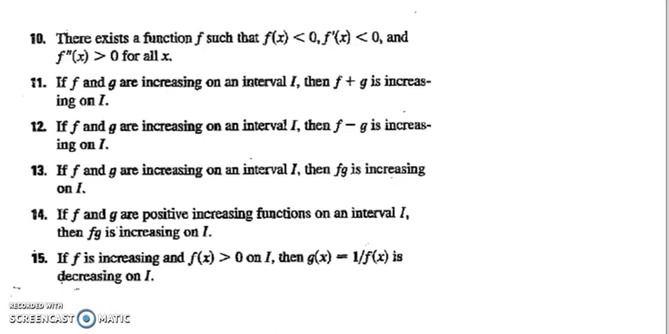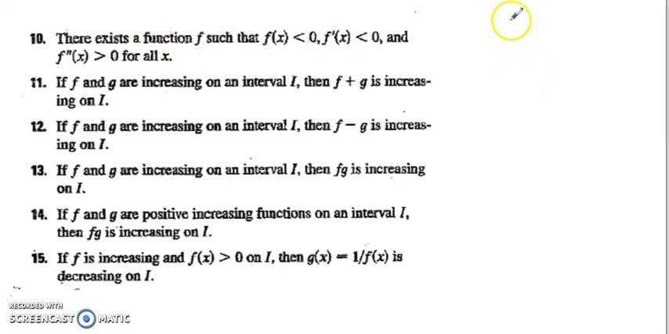Right, let's go over problems number 10 through 16 on the true-false section. Number 10 says there exists a function f such that the function is negative or below the x-axis, always decreasing, and always concave up for all x.